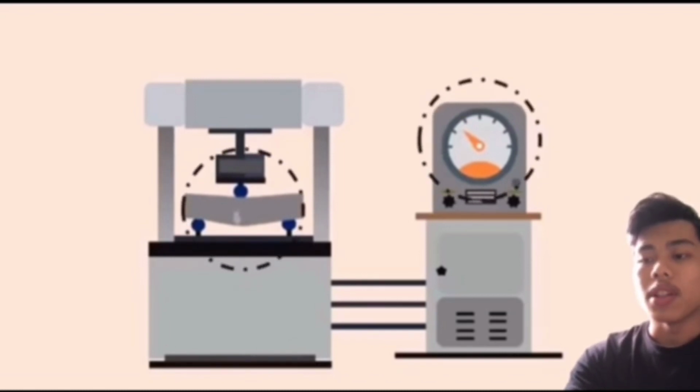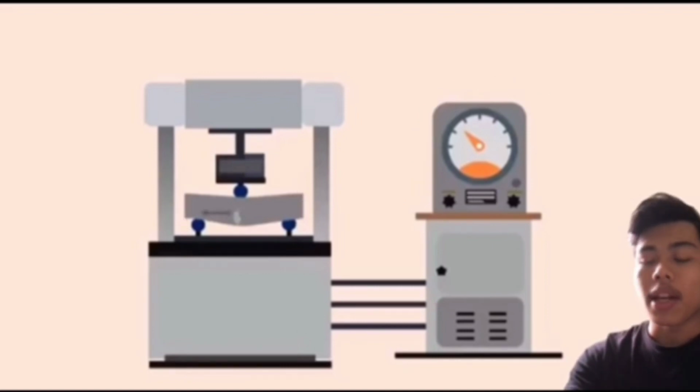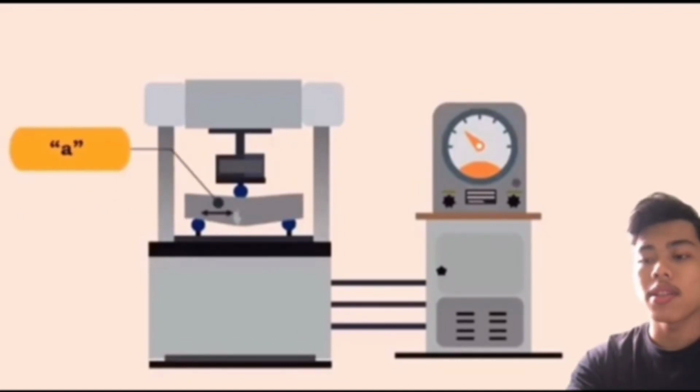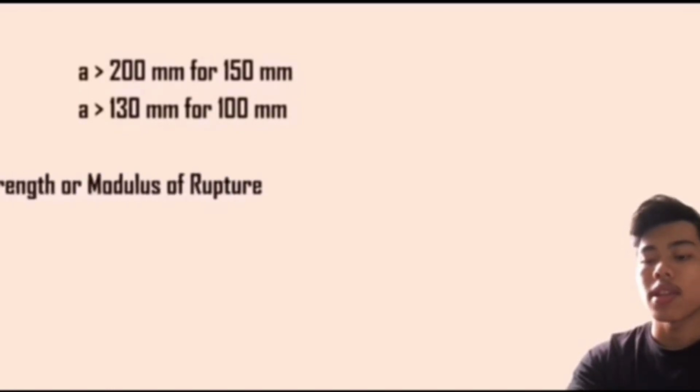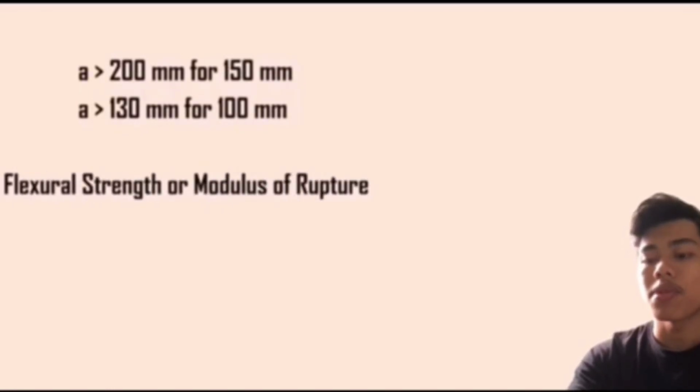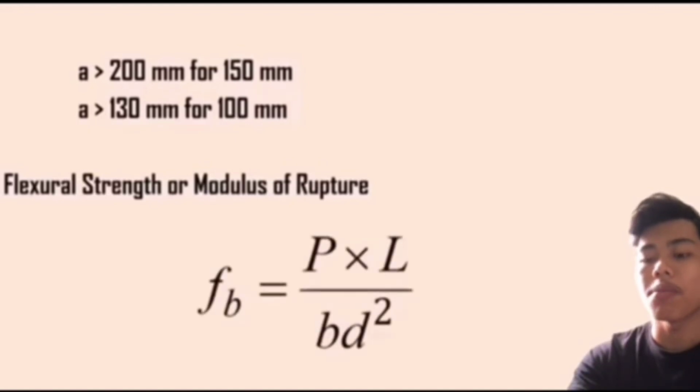Finally, note down the load at which the specimen fails by developing cracks. Now, measure the distance between the line of fracture and the nearest support. Consider this as a. If a is greater than 200 mm for the 150 mm specimen and 130 mm for the 100 mm specimen, then flexural strength or modulus of rupture fb is calculated by the equation fb equals P times L divided by b d squared.